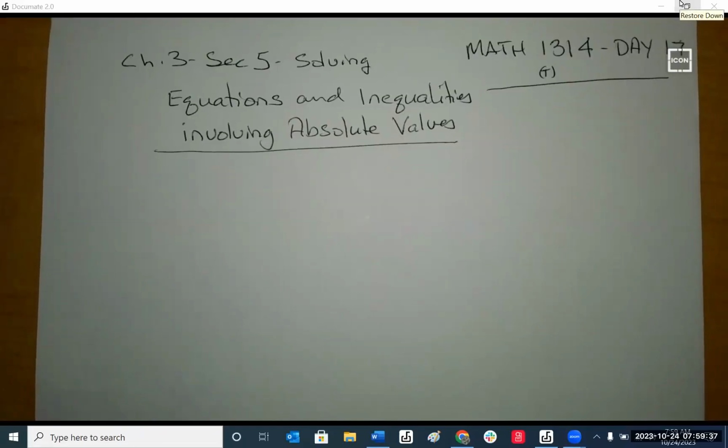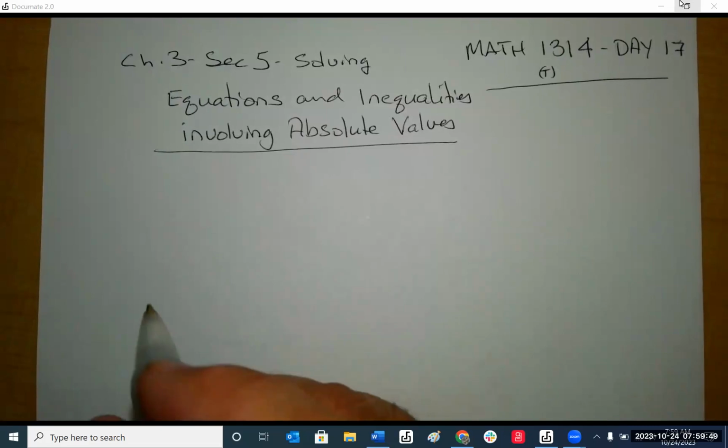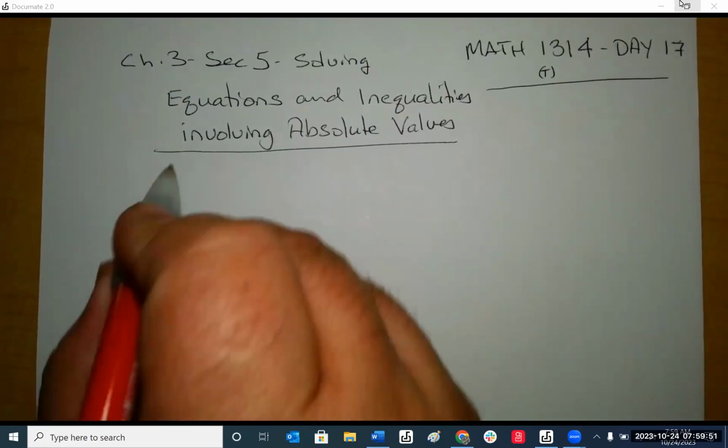All right, today we're going to finish up chapter 3 and then start chapter 4. Chapter 3, section 5 deals with absolute values. We're going to do equations and inequalities with those. It's just pretty much formula based.